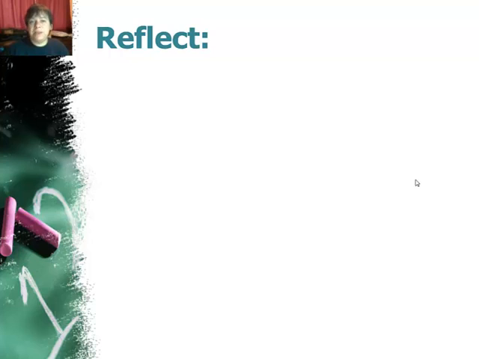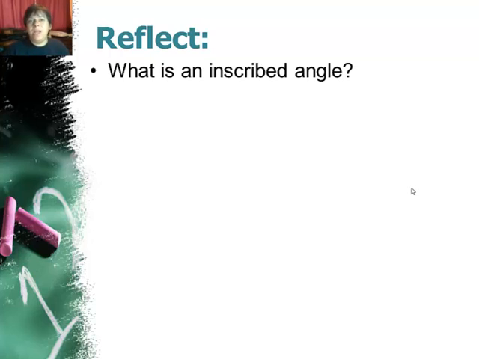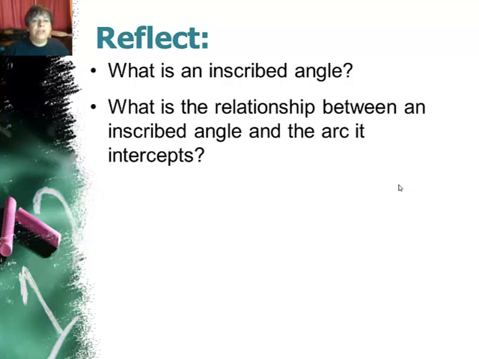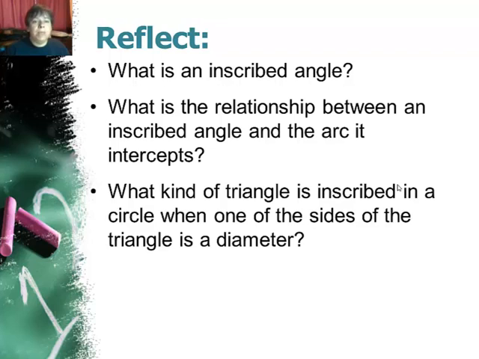So some things to think about in this section of notes. What is an inscribed angle? Can you describe it to me? What is the relationship between an inscribed angle and the arc it intercepts? What kind of triangle is inscribed in a circle when one of the sides of the triangle is a diameter?